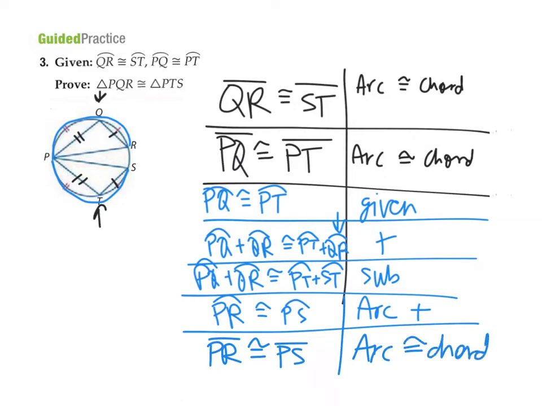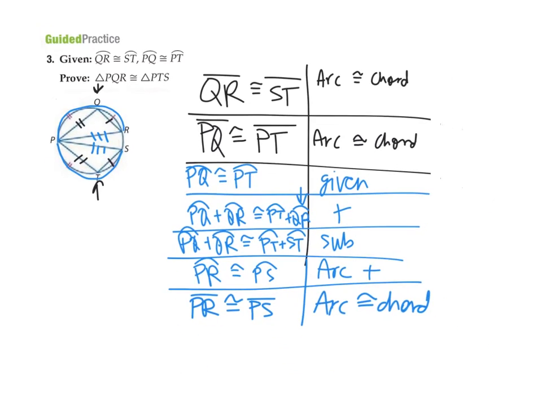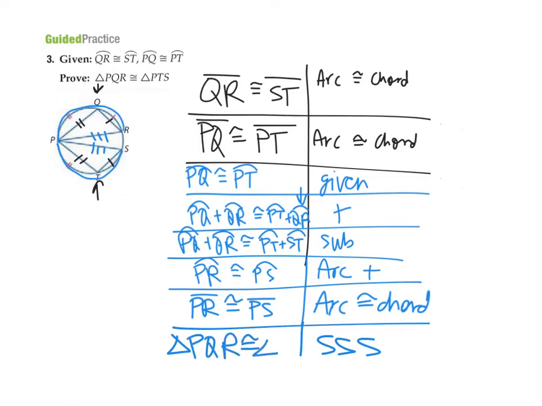And now we know that all three sides of the triangles are congruent, so we can use side-side-side to say that, therefore, triangle PQR is congruent to triangle PTS.